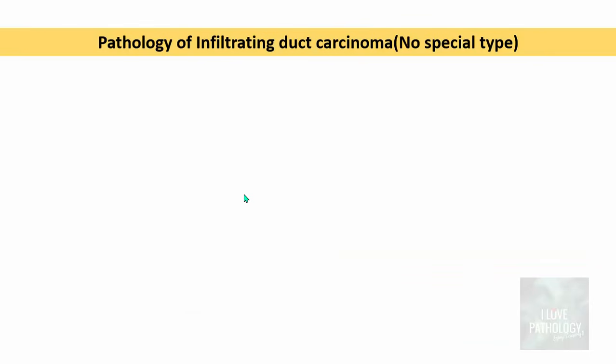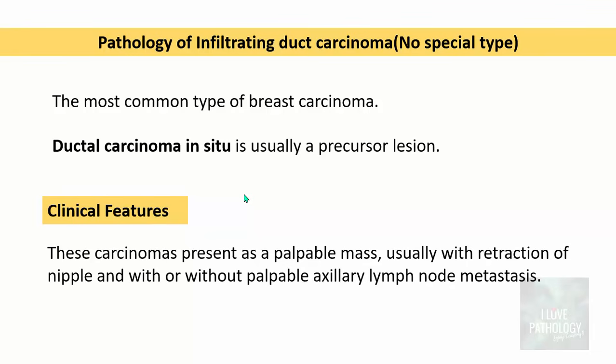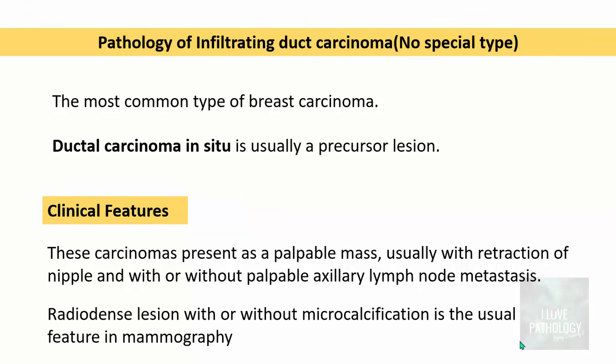Now, what is the pathology of infiltrating duct carcinoma, no special type? This is the most common type of breast carcinoma. The precursor lesion is ductal carcinoma in situ. Clinically, they present as a palpable mass, usually with retraction of the nipple, with or without palpable axillary lymph node metastasis. Mammographically, these are seen as radiodense lesions with or without microcalcifications. This is the clinical manifestation of invasive duct carcinoma.